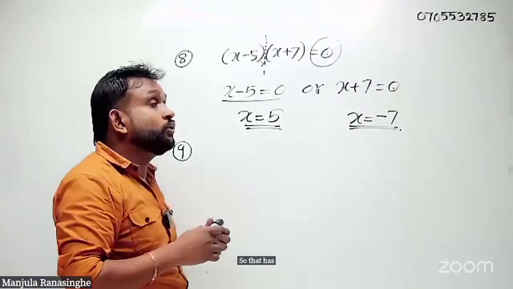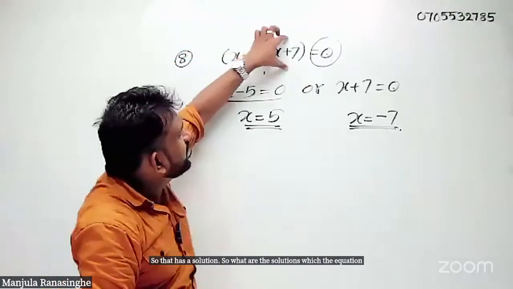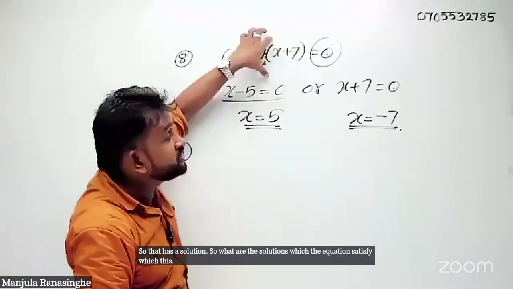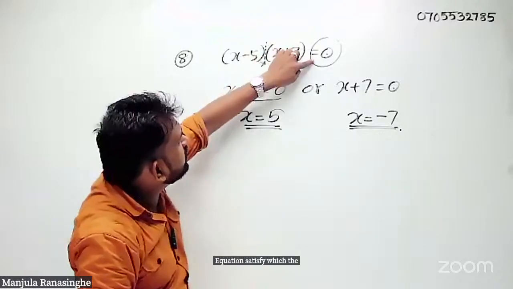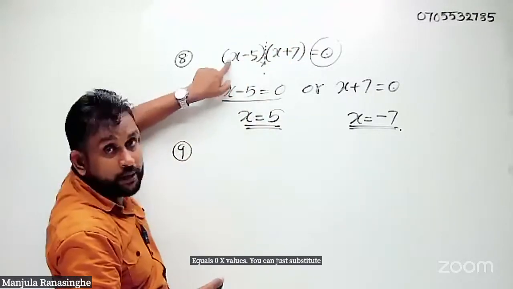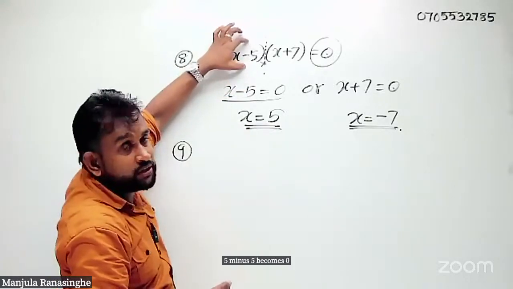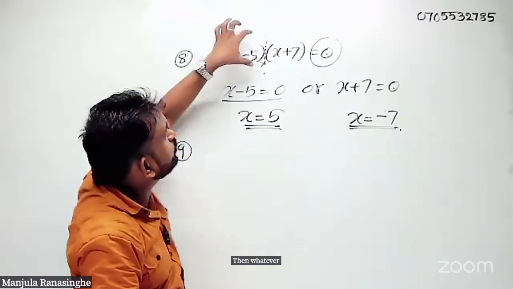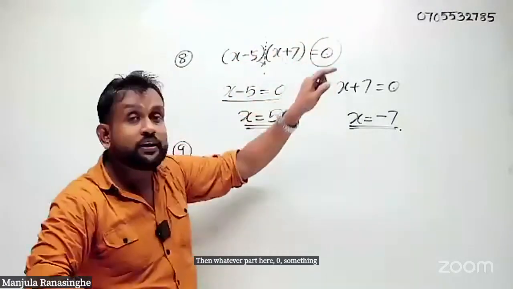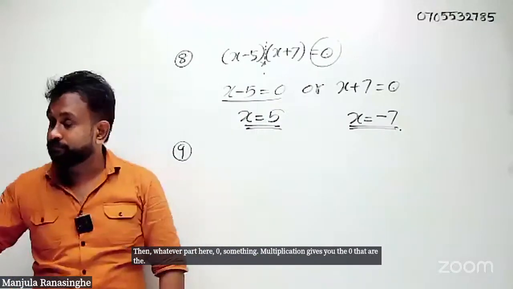So what do the solutions mean? They are the x values which this equation satisfies, for which the left side equals 0. You can just substitute x = 5 there. What happened? 5 minus 5 becomes 0. This part is 0, then whatever the other part is, 0 times something gives you 0. Those are the solutions. Okay, right.